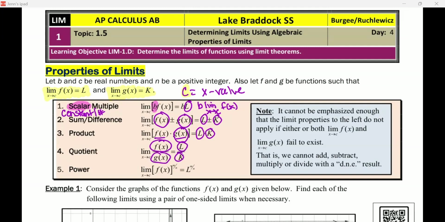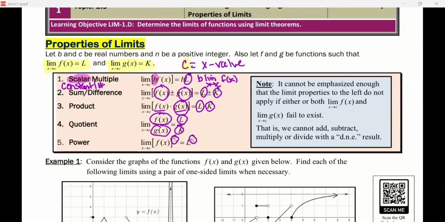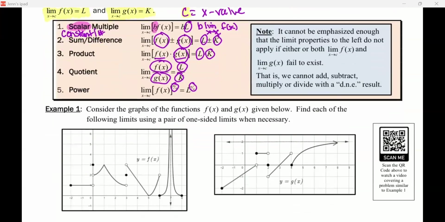Then I also have the power property. If I'm trying to find the limit as x approaches c of some function raised to a power, that power could be a whole number or a fractional exponent, so this also applies if you're dealing with a radical. I could find the limit and then raise it to that particular power. Again, I want to say that the limit properties do not apply if the limit as x approaches c of f of x and the limit as x approaches c of g of x fail to exist. In other words, you cannot add, subtract, or divide a number with a DNE result.